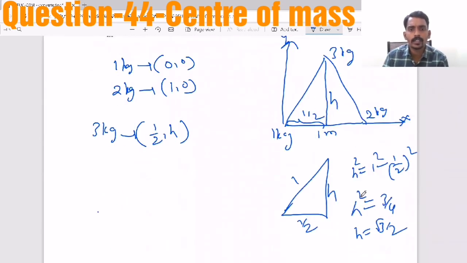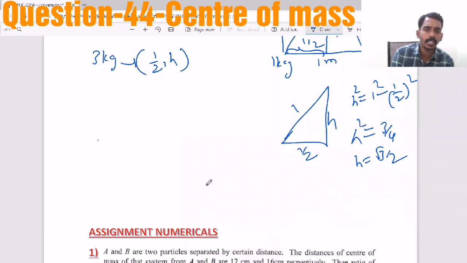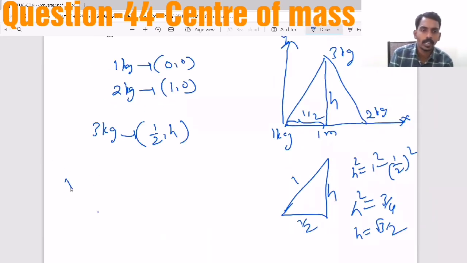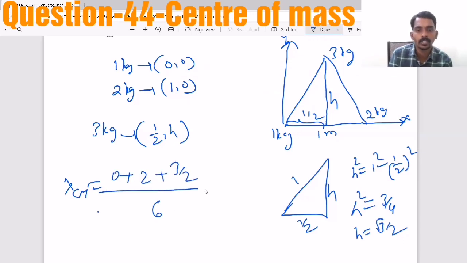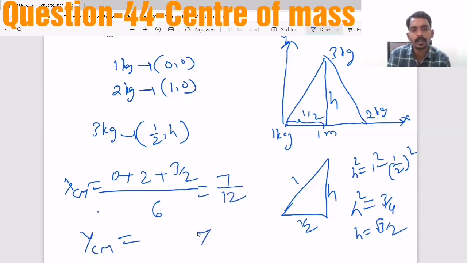Then they are asking for the coordinates of the center of mass. So you will take XCM, YCM, ZCM one by one. Like XCM I will find. XCM equals M1 X1, 0, plus M2 X2, 2, plus M3 X3, 3 by 2, divided by M1 plus M2 plus M3, 6. That is 7 by 12. Similarly, you can find YCM and ZCM also.